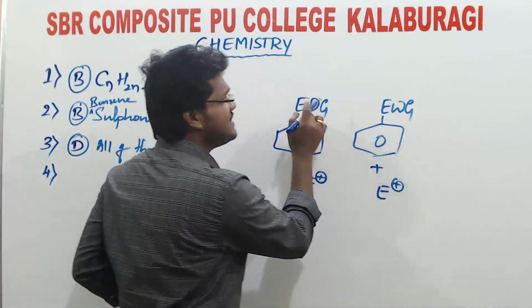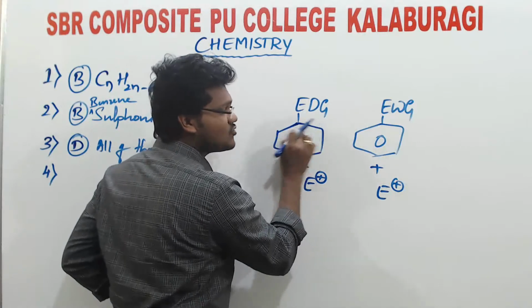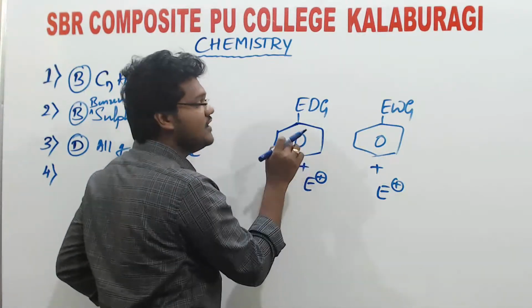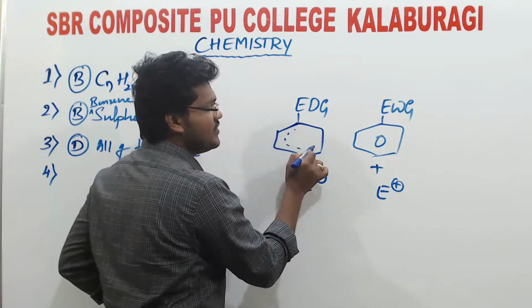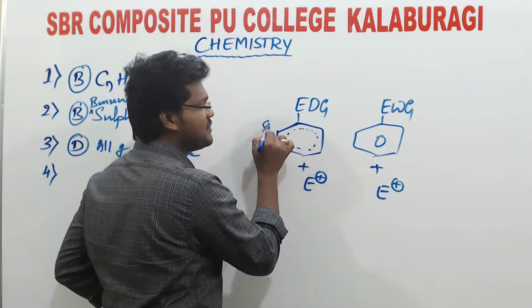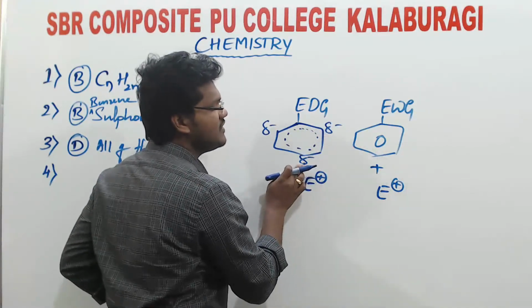Or you can say electron donating group will increase electron density particularly at ortho and para positions. If you are drawing the resonance hybrid of this structure, you can see in the resonance hybrid I get partial negative charge over here, partial negative charge over here, and partial negative charge over here.